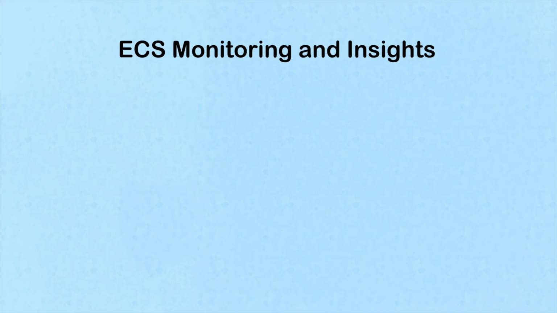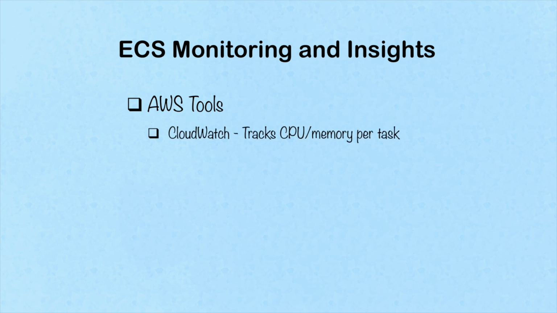Now let's talk about monitoring and insights in ECS. AWS Native Monitoring Tools. For basic visibility, AWS provides built-in tools to monitor your ECS clusters. Amazon CloudWatch collects essential metrics like CPU and memory usage at the task level, letting you set alarms for thresholds.